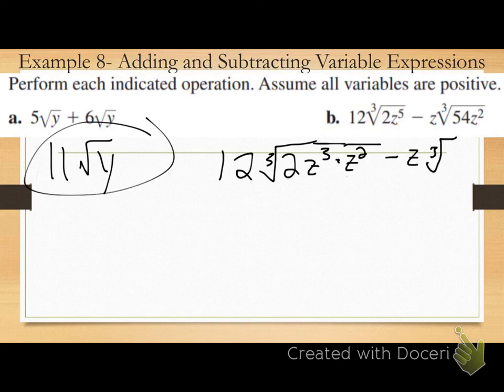Let's look at our other cube root. What's the biggest perfect cube that goes into 54? 27 times 2. Can I break z squared down anymore? No. Everyone good with that one? Sorry, it's kind of messy over there on the right.